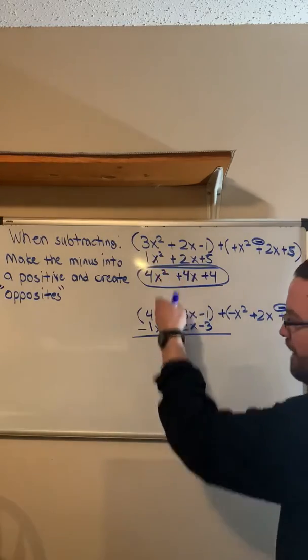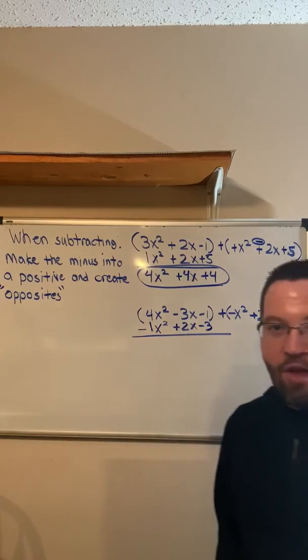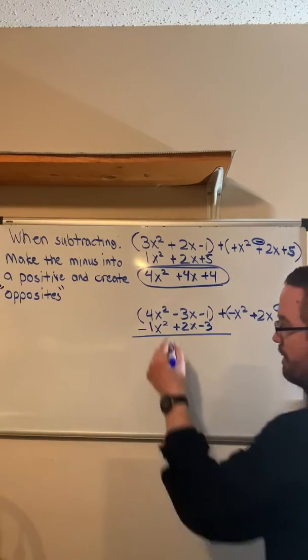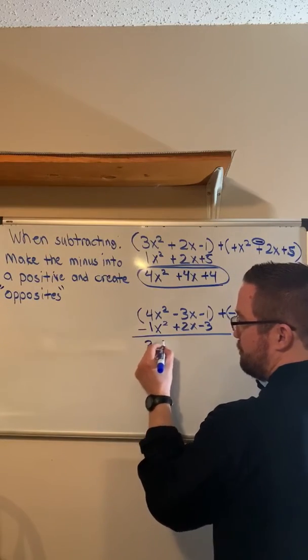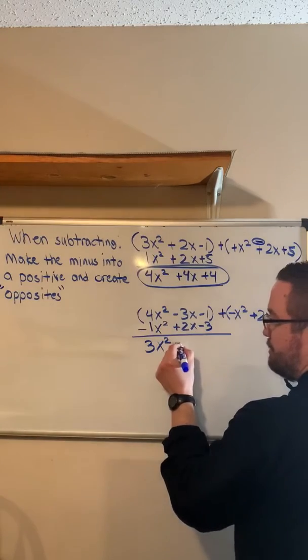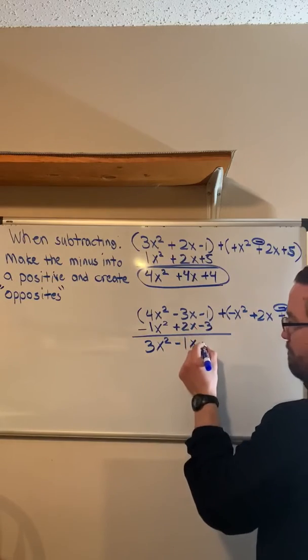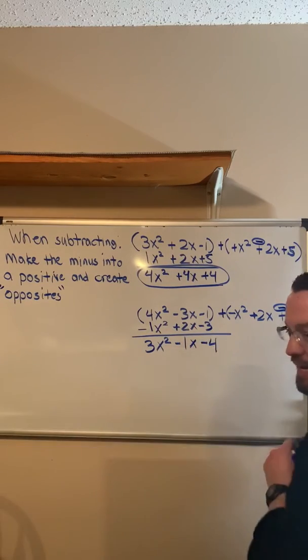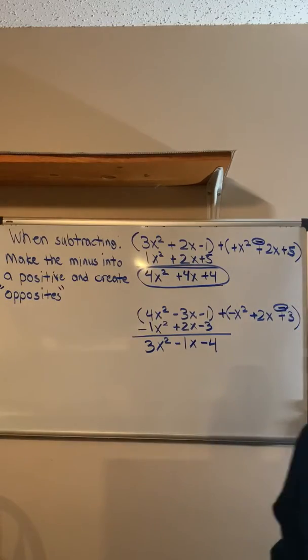So now I've got my x squared, my x's, and my constant, so I'm just going to add them up. 4x squared minus 1x squared is 3x squared. A negative 3x plus 2x is negative 1x. A negative 1 minus 3 more is negative 4. And there we go. Let's try one more.